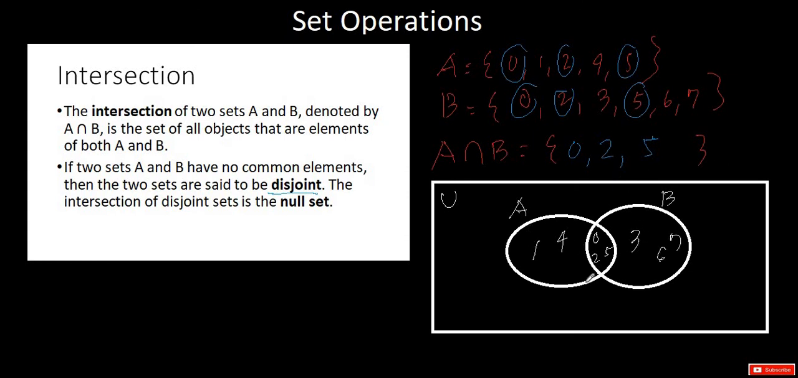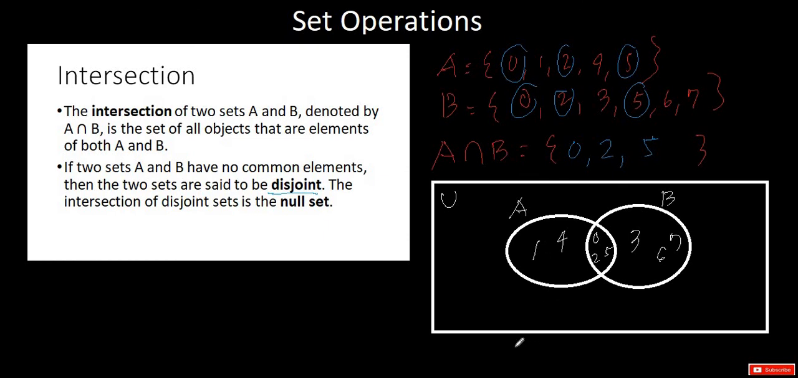Now let's check the elements of set A. We have 0, which is inside circle A, 1, 2, 4, and 5. And the elements of set B are 0, 2, 3, 5, 6, and 7.